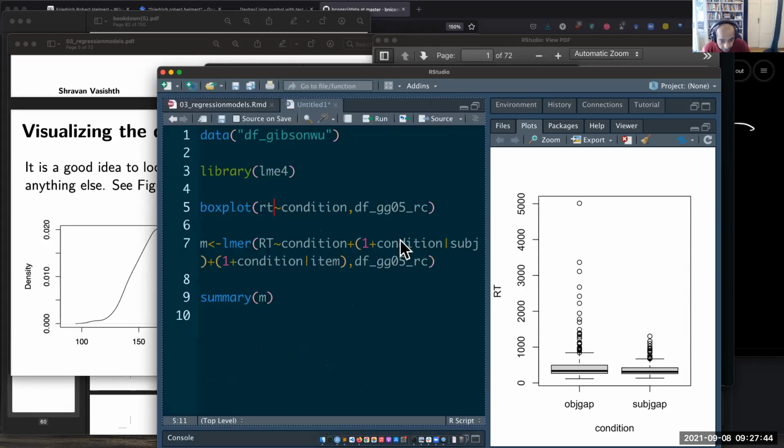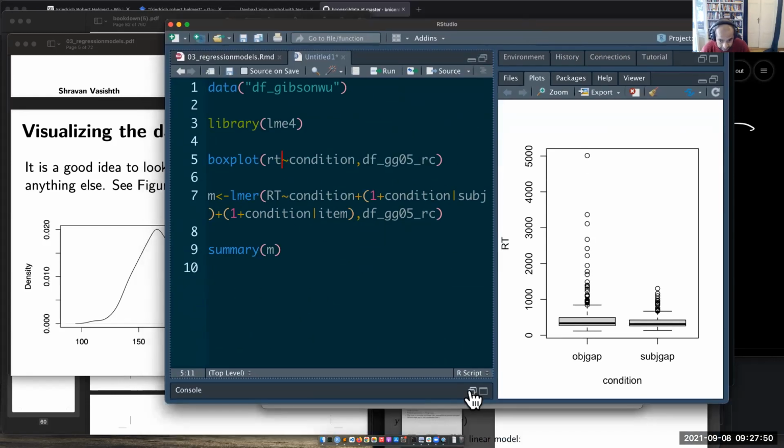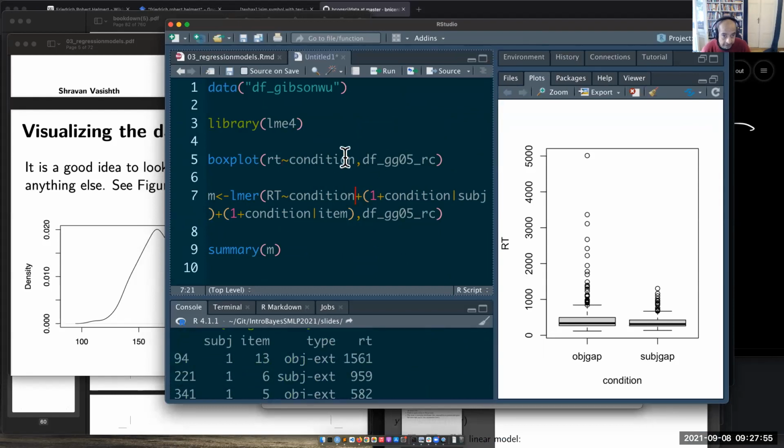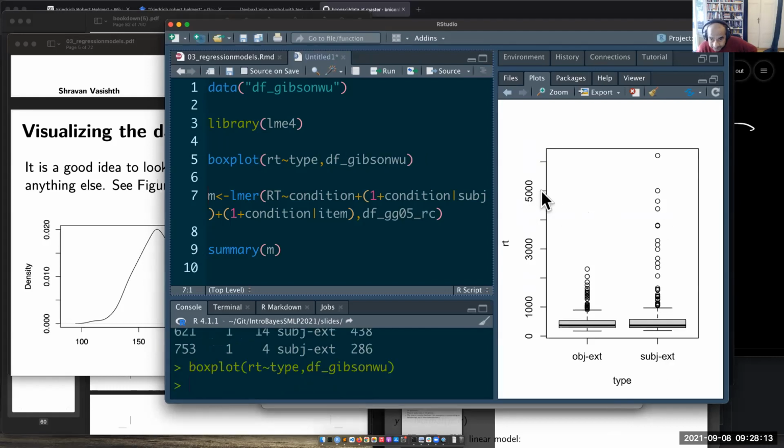And so if I show you what's happening in this data, sorry. What was this again? It's type, right? Instead of condition, they call it type. Let me show you what's in this data. Right, so this is the data. So here's the subject relative, here's the object relative. You can see that these extreme values, this is one word. This is reading times on a word. People are spending more than 5 seconds looking at that word. And these 3 data points are actually causing the difference in the means, right?